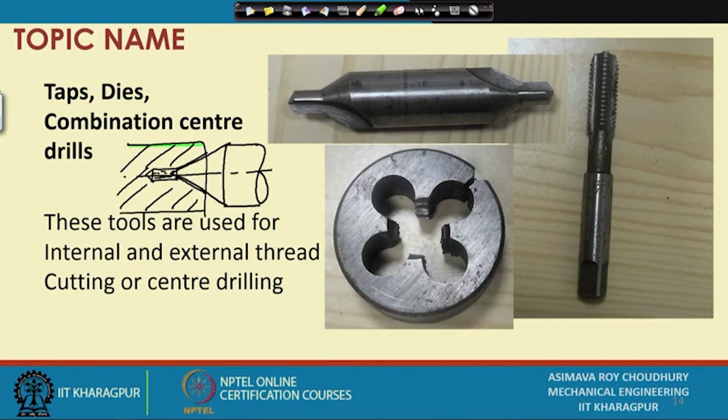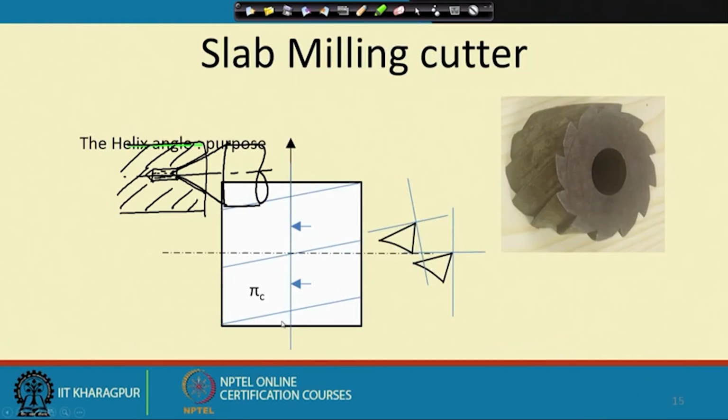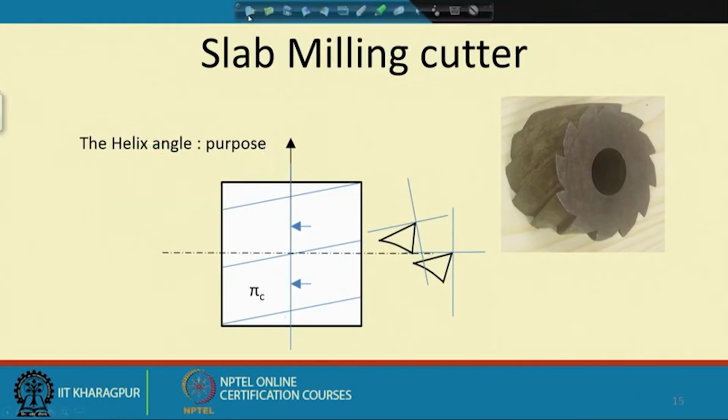So, next, since time is short, let me finish whatever is to be covered. Okay, we have a milling tool now. So, this is a milling cutter. This is called a slab milling cutter, and as you can notice, the cutting teeth are helical.